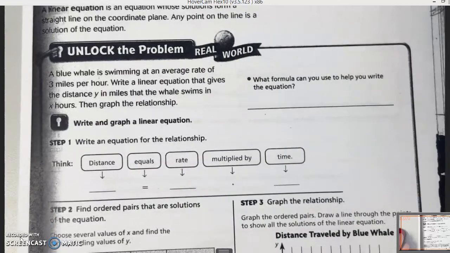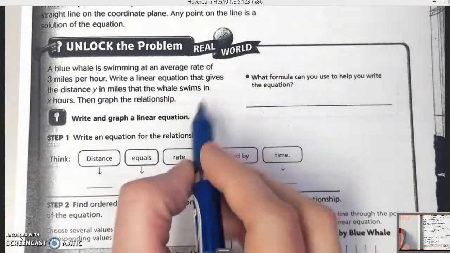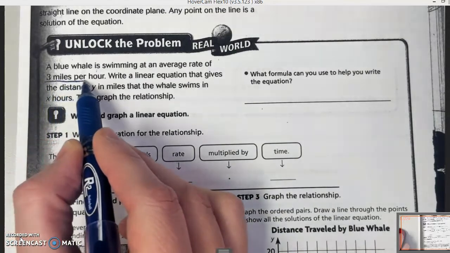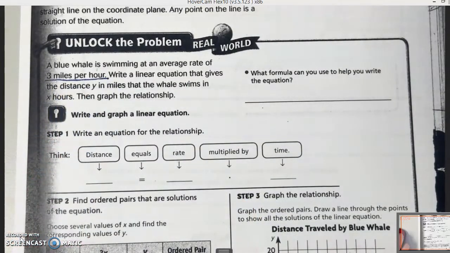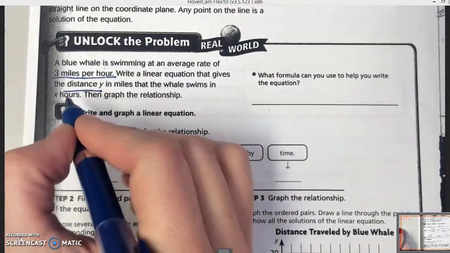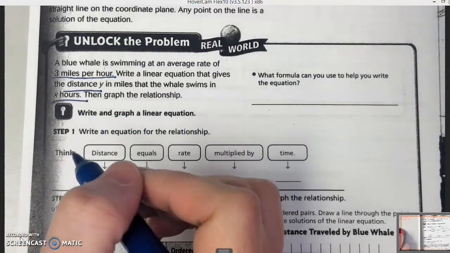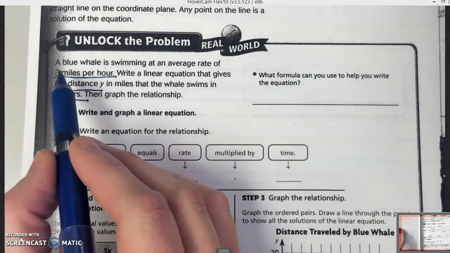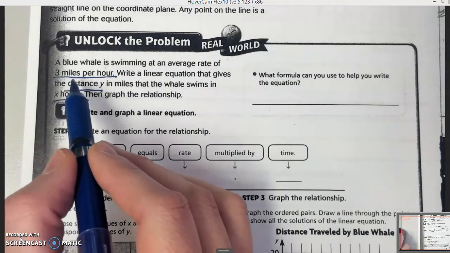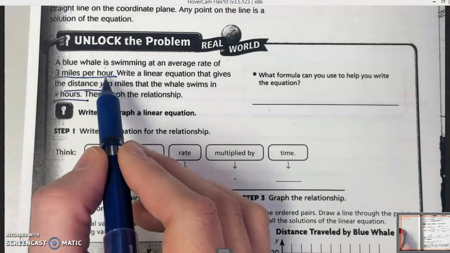A blue whale is swimming at an average rate of 3 miles per hour. Let's underline that. That's important. 3 miles per hour. That's your rate. Write a linear equation that gives the distance y, so our distance is y, in miles that the whale swims in x hours. So see right here where we see the rate is 3 miles per hour? That means that you'd have to say 3 miles times the number of hours.